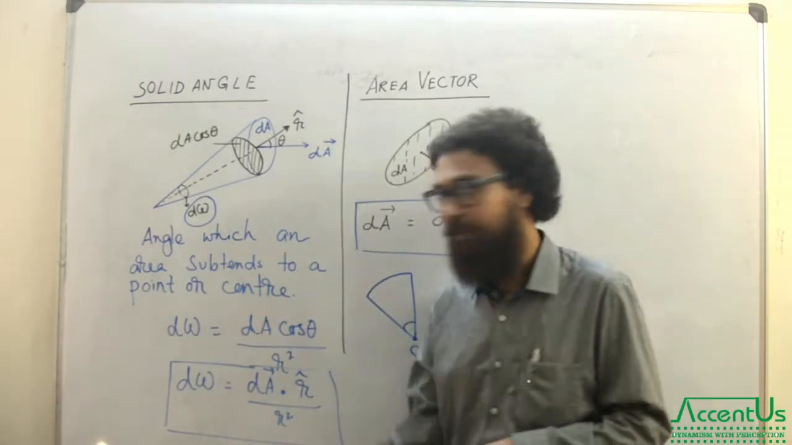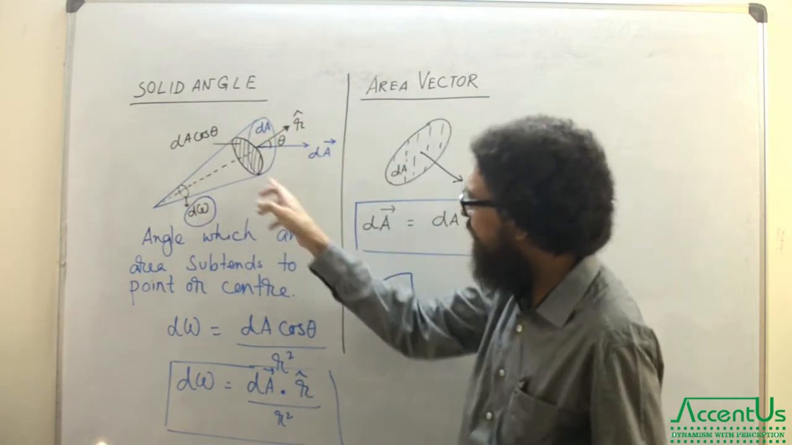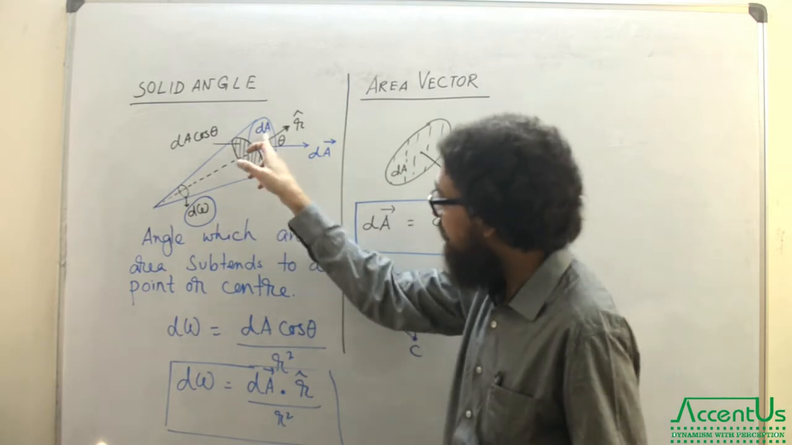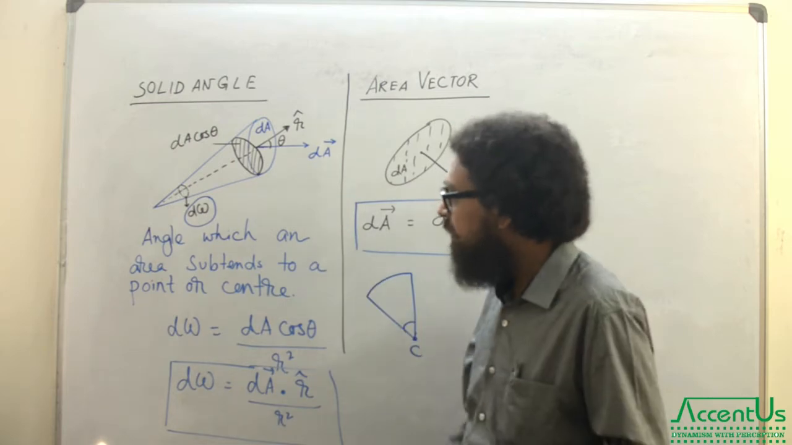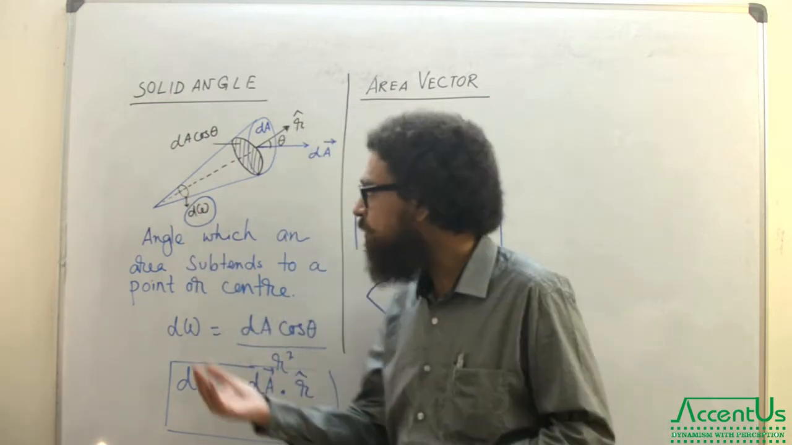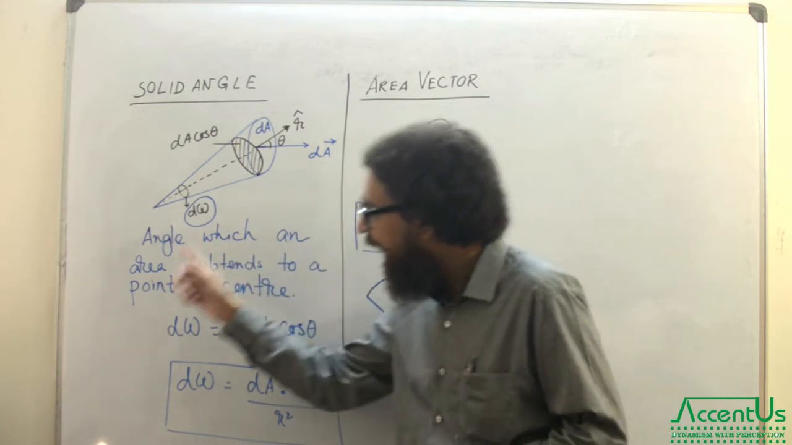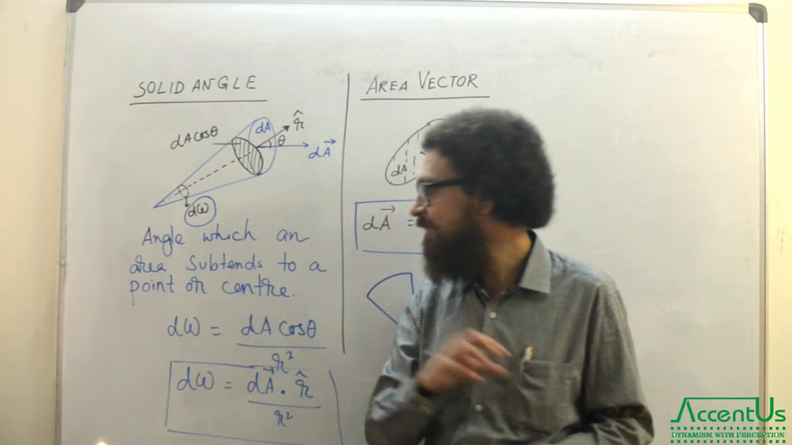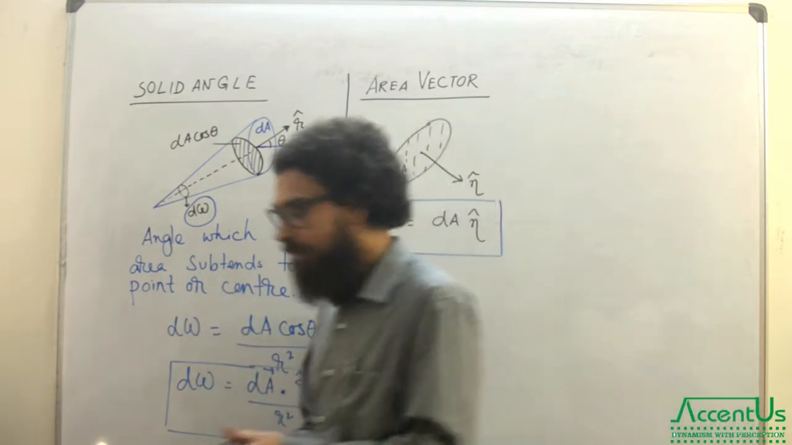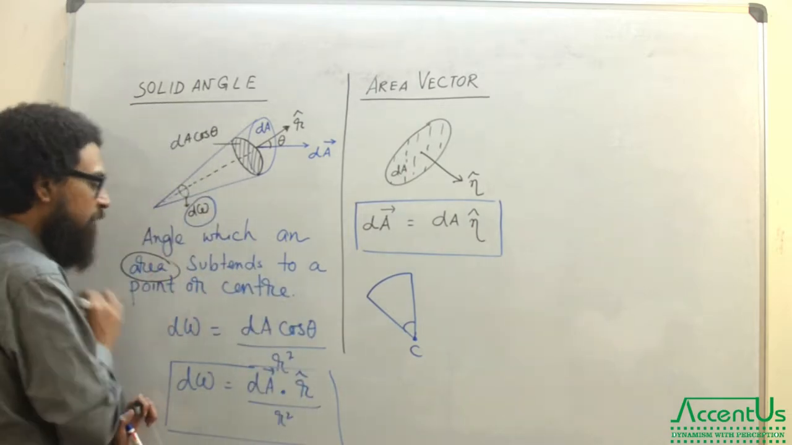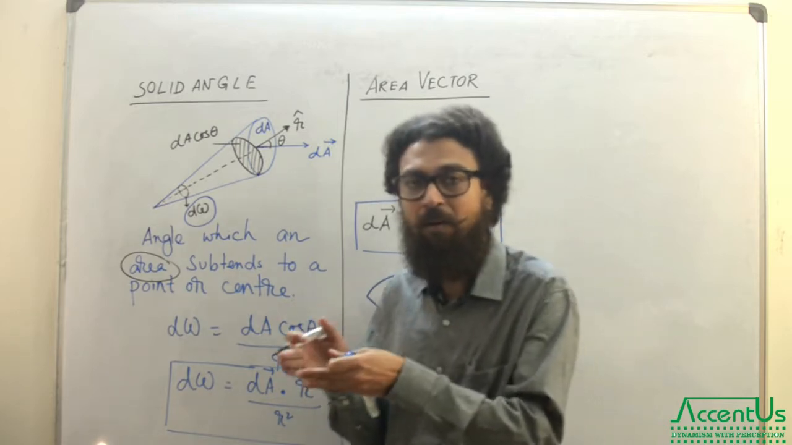Now when we come to solid angle, please draw this. We have a particular surface, the end surface, which is dA, and the unit vector of dA is this arrow. Now I want to know what solid angle is. Solid angle is the angle which an area subtends at a point or the center. Try to understand: this was an arc, and this is now an area. This is very important, please understand this concept. An area is subtending an angle with a certain point or the center.